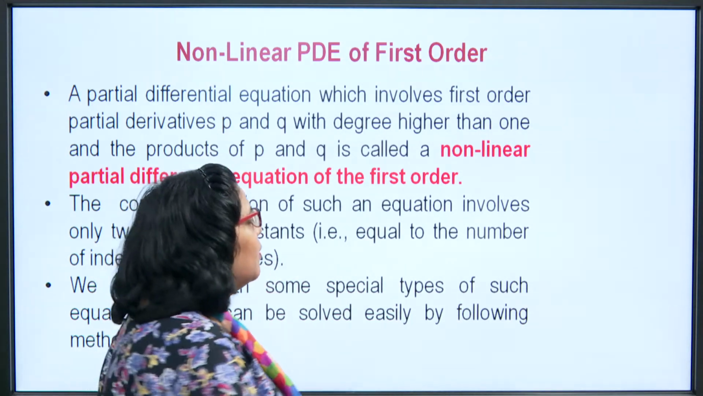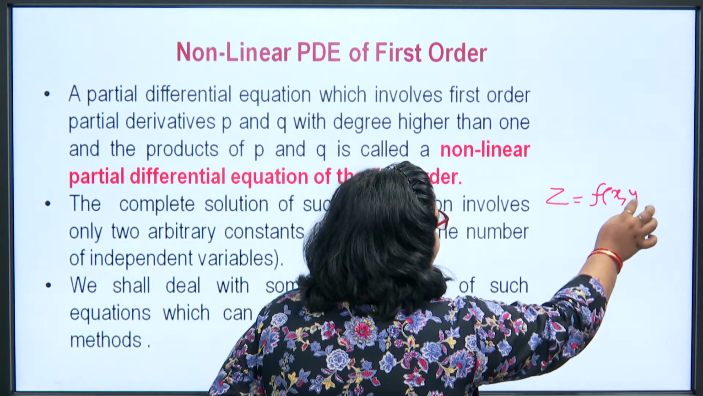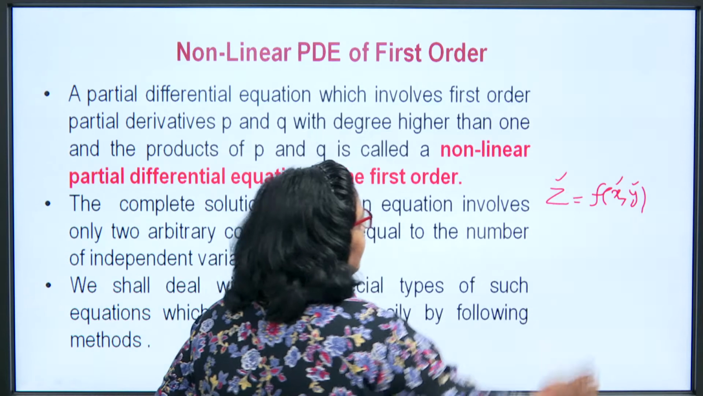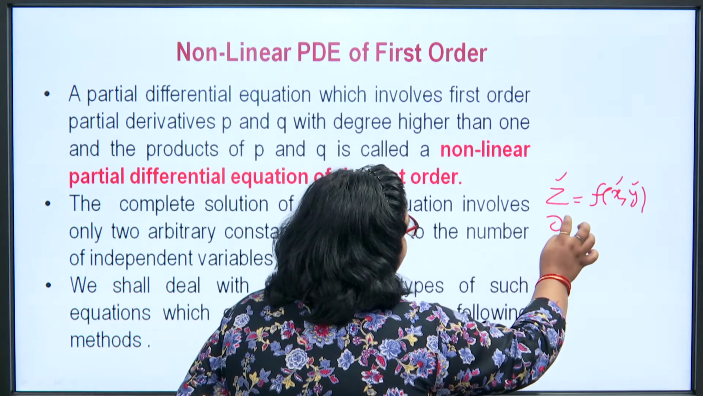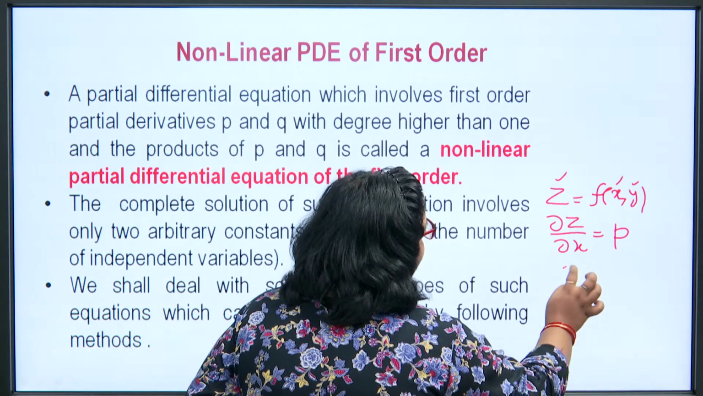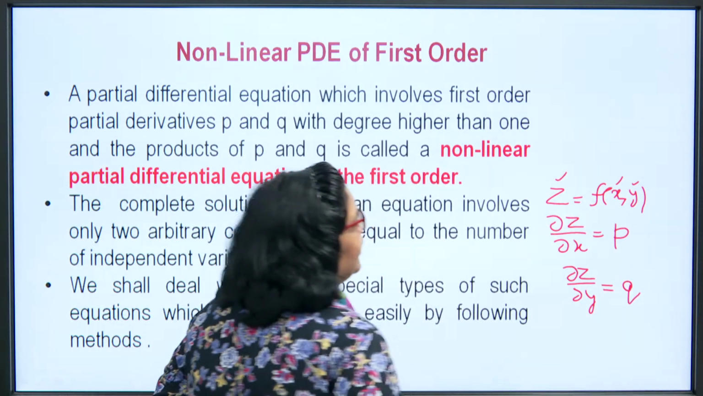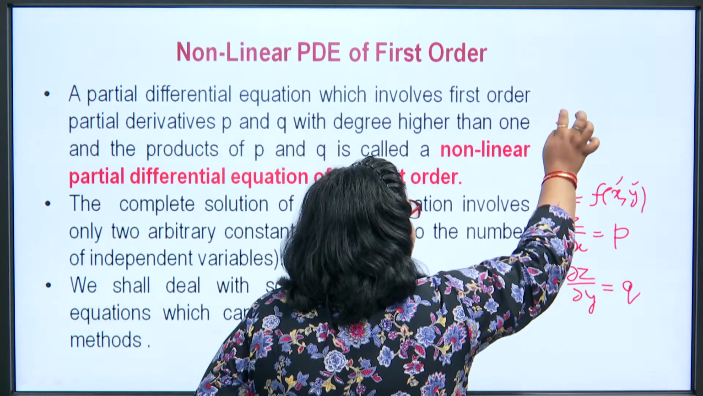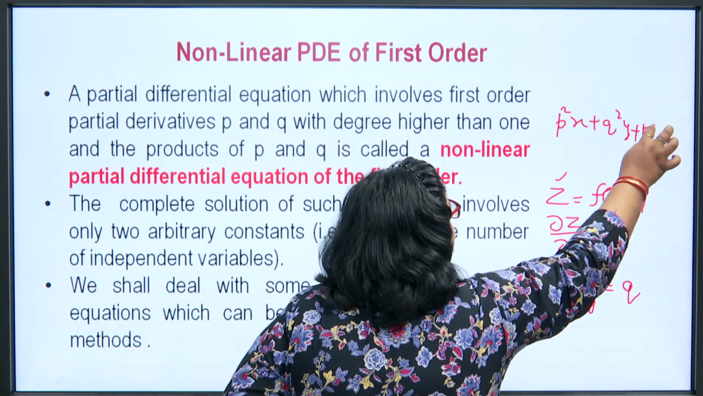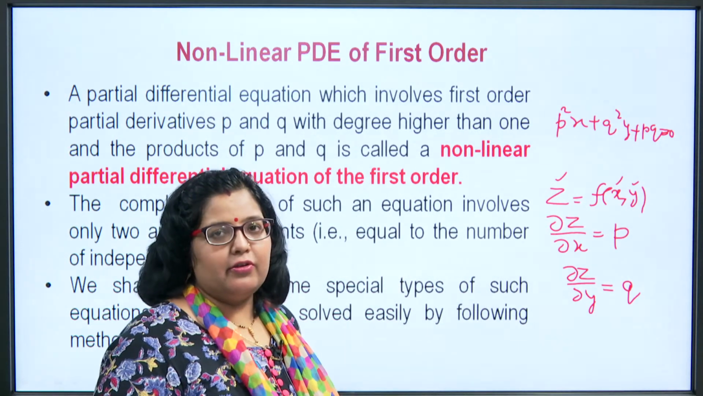That means, what is p? We know that z is a function of x and y, where x and y are independent variables and z is the dependent variable. The derivative of z with respect to x is known as p and the derivative of z with respect to y is known as q. An equation containing such terms as p squared x plus q squared y plus pq equal to 0 is known as a non-linear partial differential equation of first order.